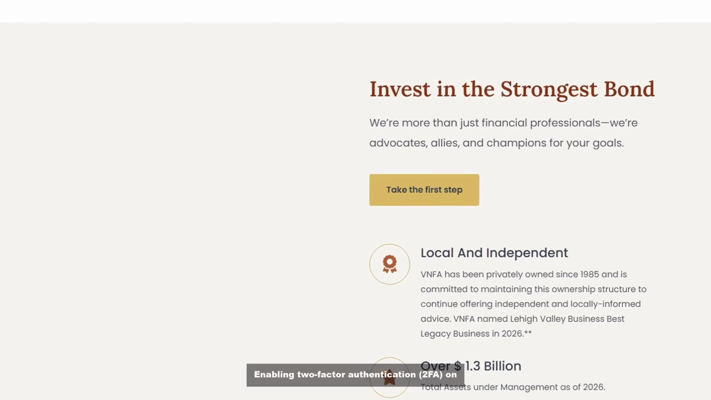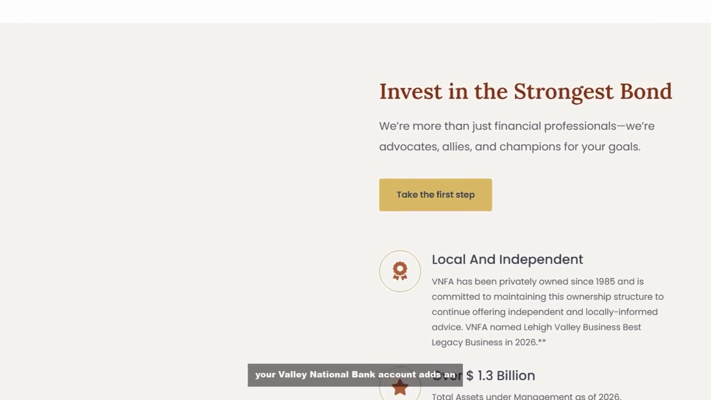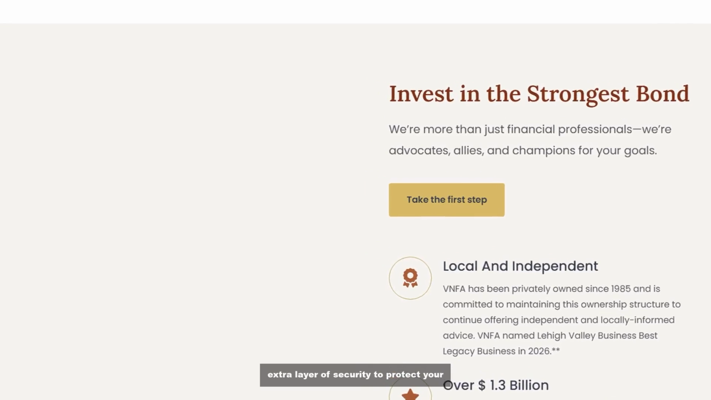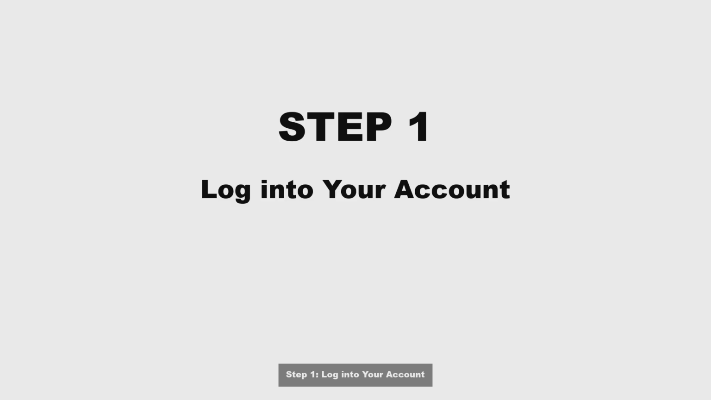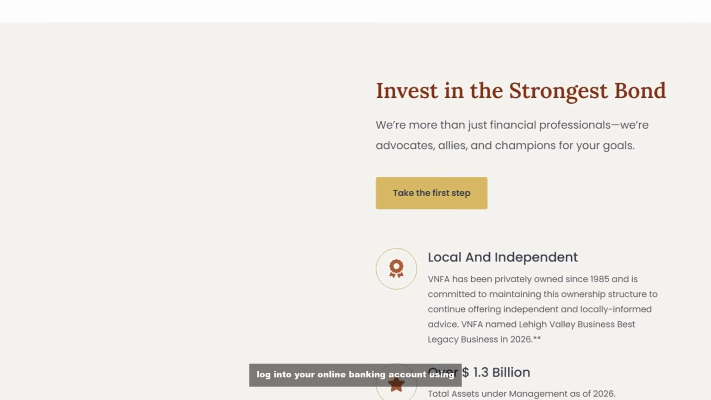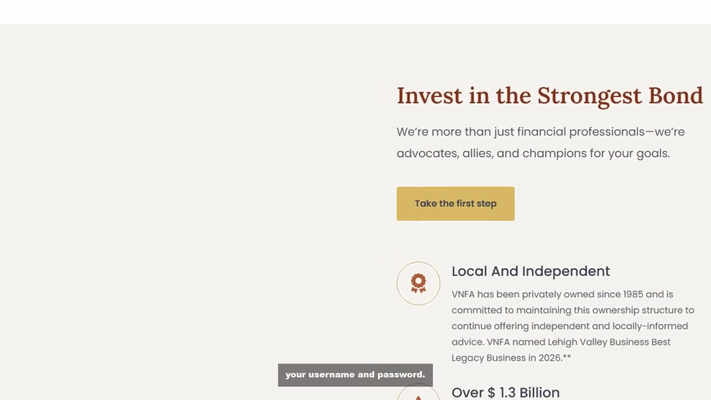Enabling two-factor authentication 2FA on your Valley National Bank account adds an extra layer of security to protect your personal information. Follow these steps to set it up. Step 1. Log into your account. Visit the Valley National Bank website and log into your online banking account using your username and password.